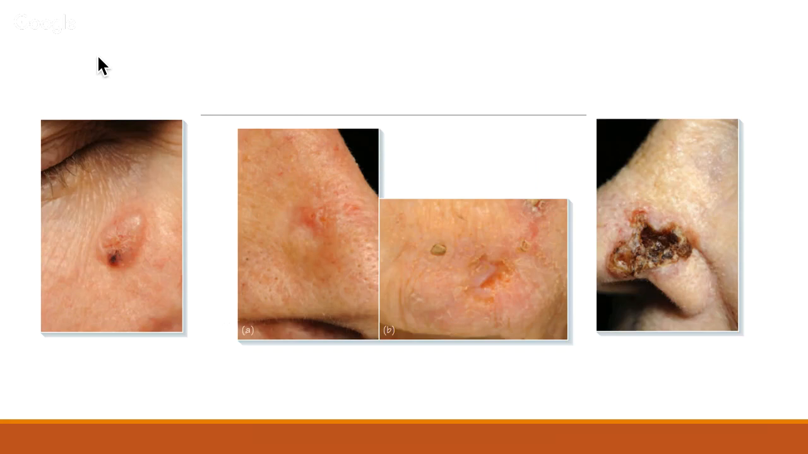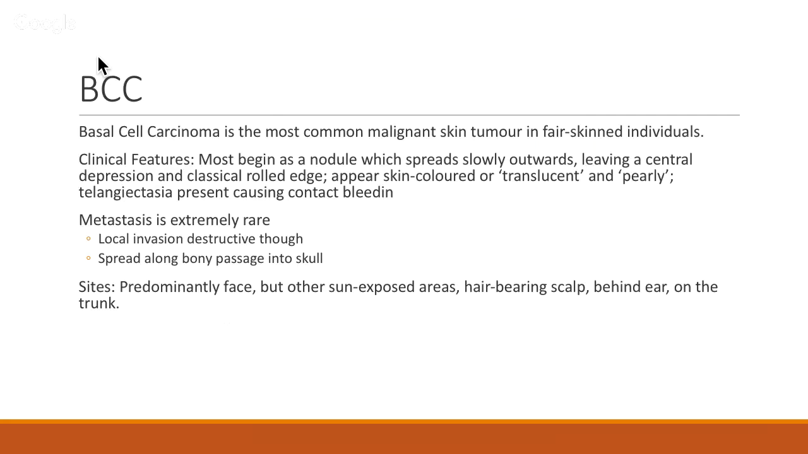This is BCC. Any takers for the various forms? Yep. So morphoeic and also ulcerative is shown there. So I've got the forms later, but essentially BCC is the most common malignant skin tumour, also due to long-term exposure to UV radiation. Classically, it's different from SCC in that you don't get that crusting and induration. You now get a more pearly, translucent lesion with telangiectasia is the other buzzword and the classical rolled edge. Metastasis with BCC is extremely rare, although you can get quite local invasion, such as causing ulceration in that region, so it can still be quite disfiguring. Predominantly on sun-exposed areas, such as the face, hair-bearing scalp, behind the ear, on the trunk.